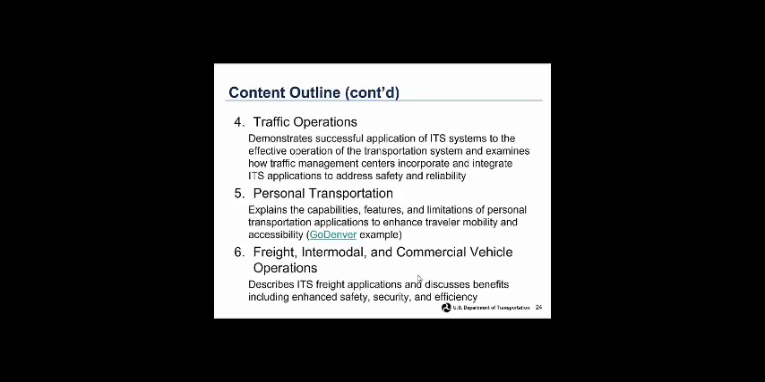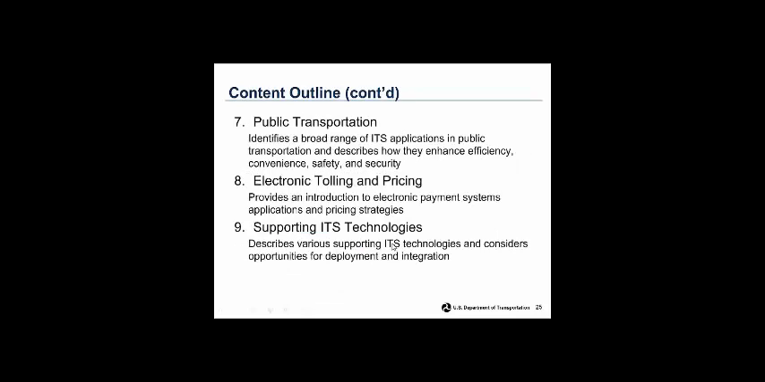Module 5 looks at what they call personal transportation. A lot of this is about applications for an individual traveler to help them understand things like travel time, fares, things of that nature. Looking at not so much how I'm managing the system, but rather how I help a user manage their trip. Module 6, we'll look at freight, intermodal, and commercial vehicle operations. A lot of applications in ITS are about how we move freight more efficiently and more safely.